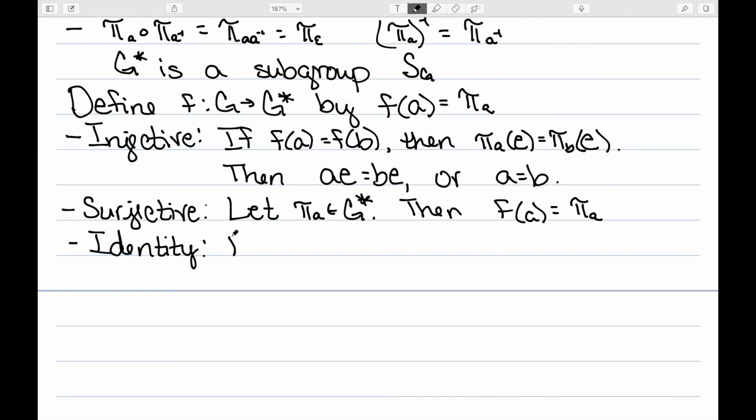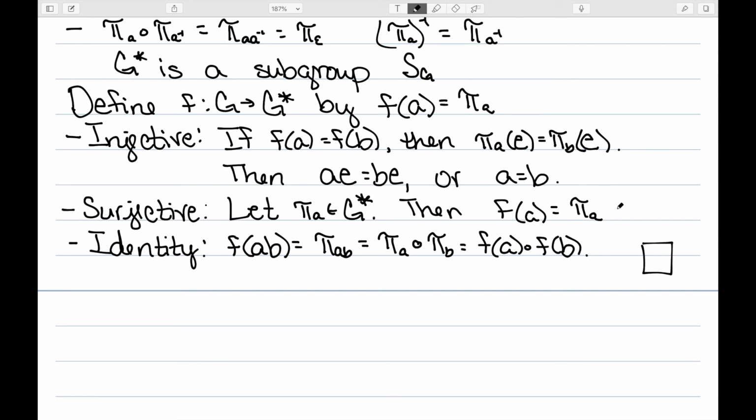Finally, I need to show my identity. Let's look at f of ab. This is pi ab. We showed previously that that's the same thing as pi of a composed with pi of b. So this is the same thing as f of a composed with f of b, which shows that my identity must be true. So now this is an isomorphism, and I showed my group was isomorphic to a group of permutations.